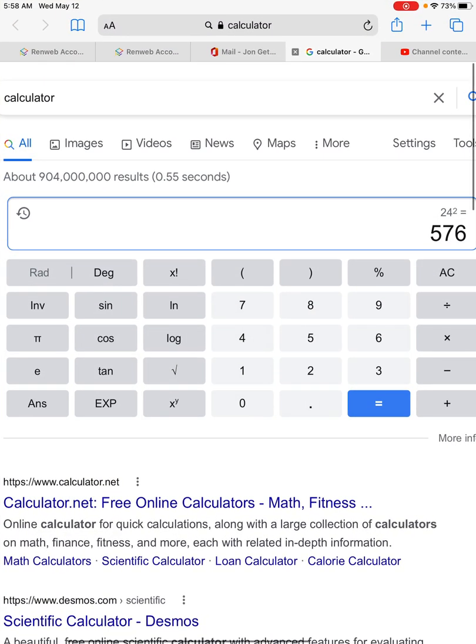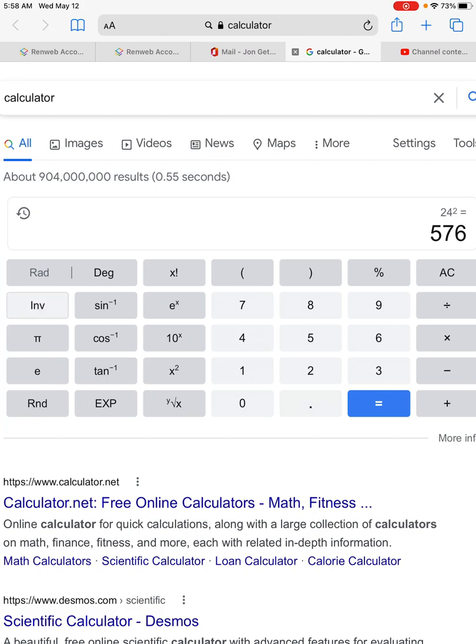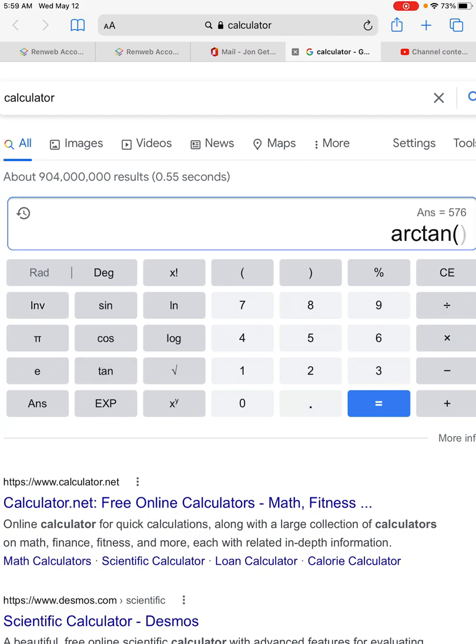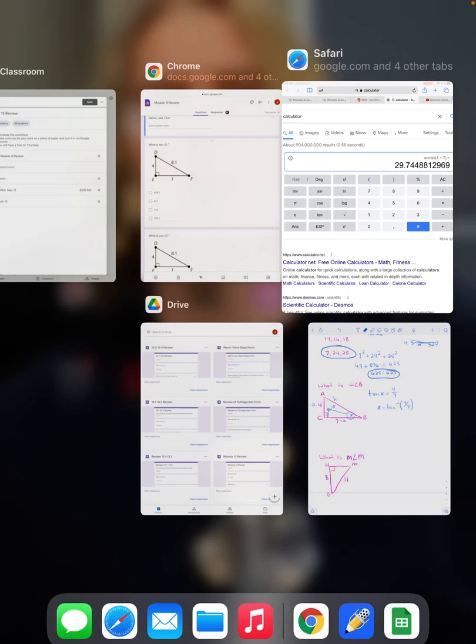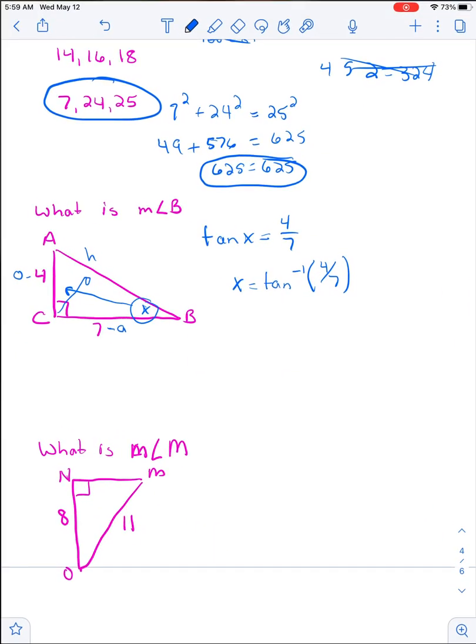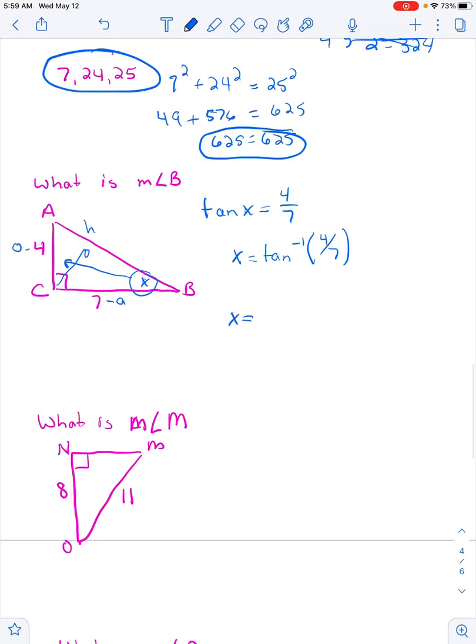So I go ahead and do that. So I hit the inverse button right there, and then I hit tangent, and then 4 divided by 7. And we always round to the nearest degree, so that's 30 degrees for this one. So x equals 30 degrees.